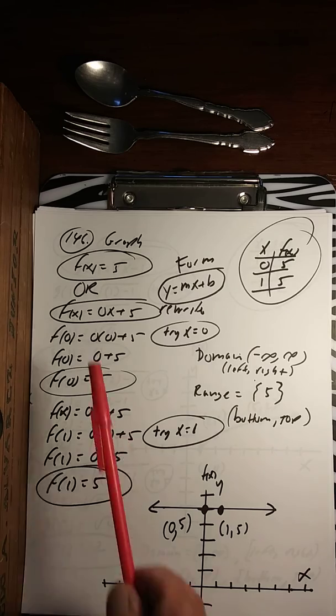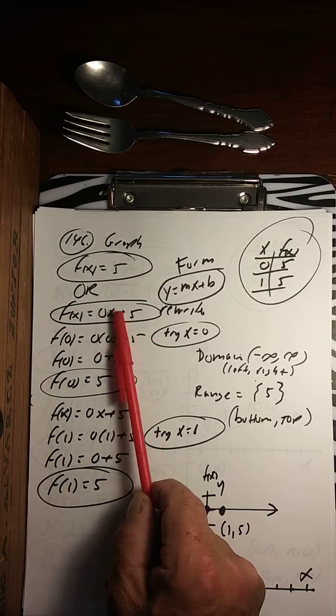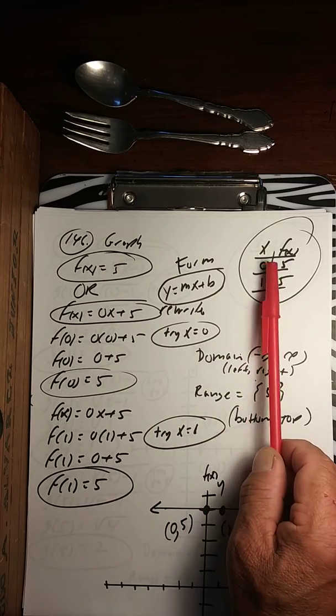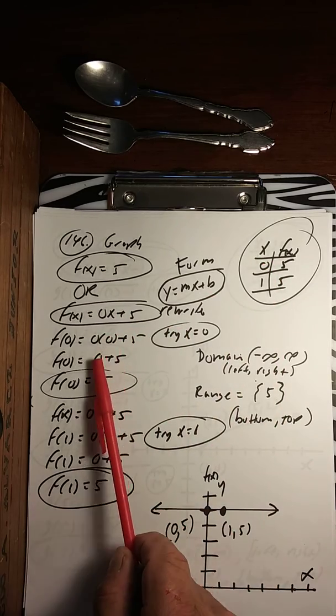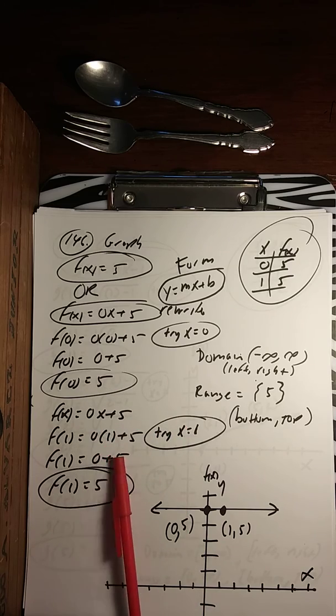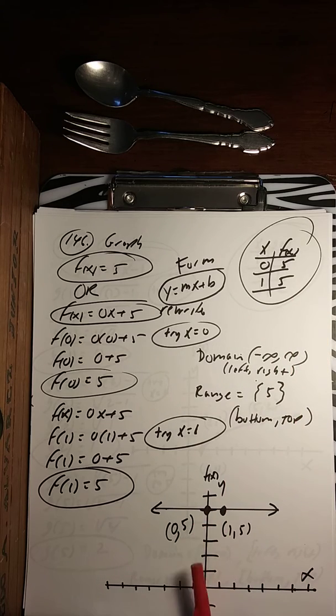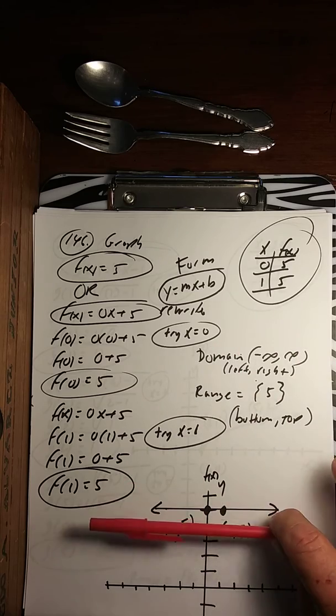This one, graph f of x equals 5, or f of x equals 0x plus 5. It's another way to write it. I'm just going to try numbers. Put 0 in there. 0 times 0 is 0 plus 5 is 5. Put a 1 in there. 1 times 0 is 0 plus 5 is 5. So I got (0, 5) and (1, 5), which is just a horizontal line going like this. Okay, domain is negative infinity to infinity, range is just that right there, 5.